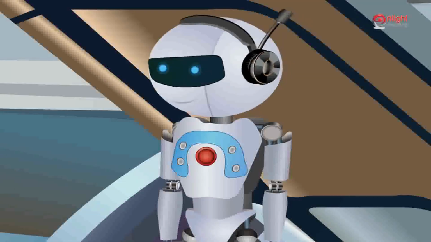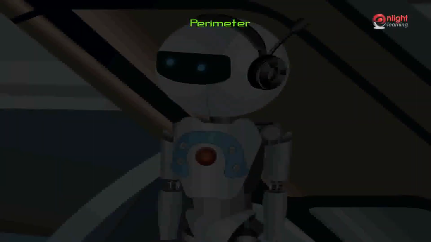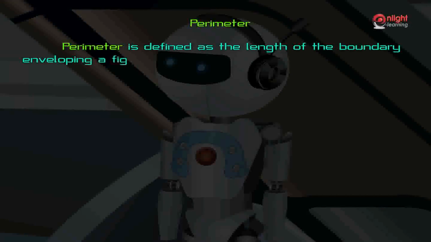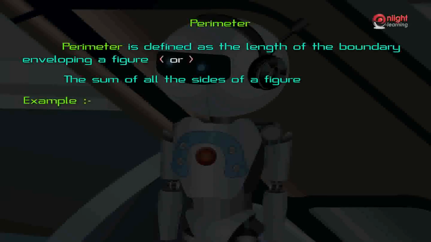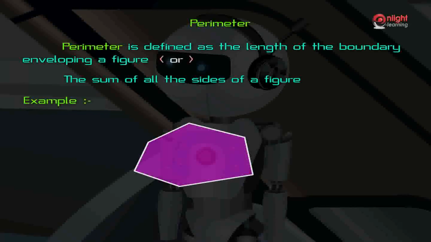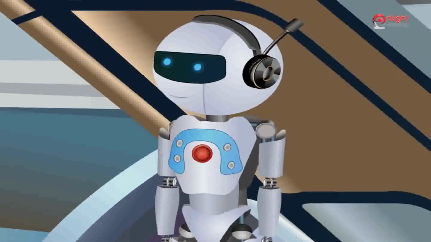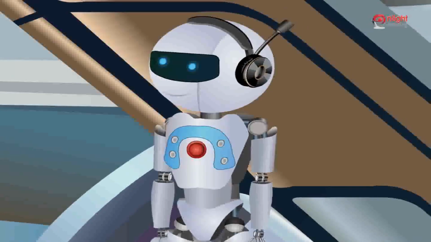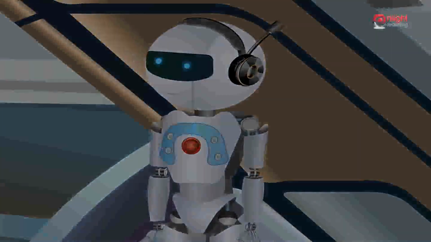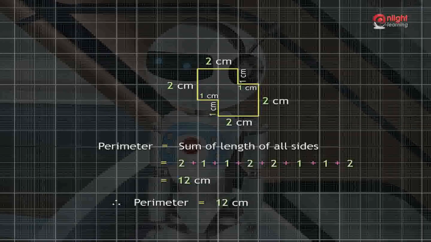In the previous classes, we learnt about perimeter. Perimeter was defined as the length of the boundary enveloping a figure. In other words, it can also be defined as the sum of all the sides of a figure. For example, in the given figure, the perimeter is the sum of the sides 1, 2, 3, 4, 5, and 6. In previous classes, we also learned about measuring the perimeter of figures using a string, graph sheet, etc.